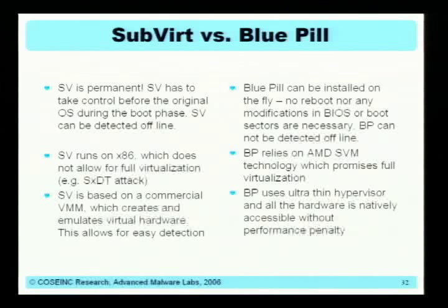So RedPill-like attacks shouldn't be possible to detect Bluepill. SubVirt is based on a commercial VMM which creates virtual hardware. So once you run VMware, you have this VMware network card, VMware graphics card, and so on, which of course allows for very easy detection. Bluepill uses a very thin hypervisor, which doesn't intercept any I/O communication, which means that the Bluepill operating system actually uses the same hardware as the original one. There's no difference in hardware. I'm going to show it in the demo.